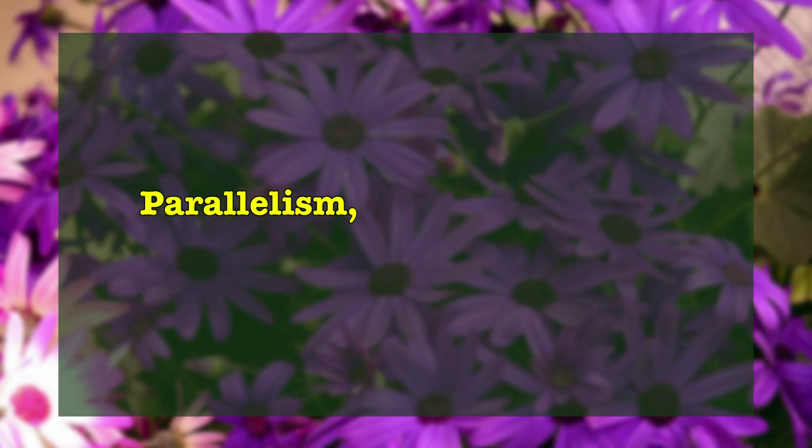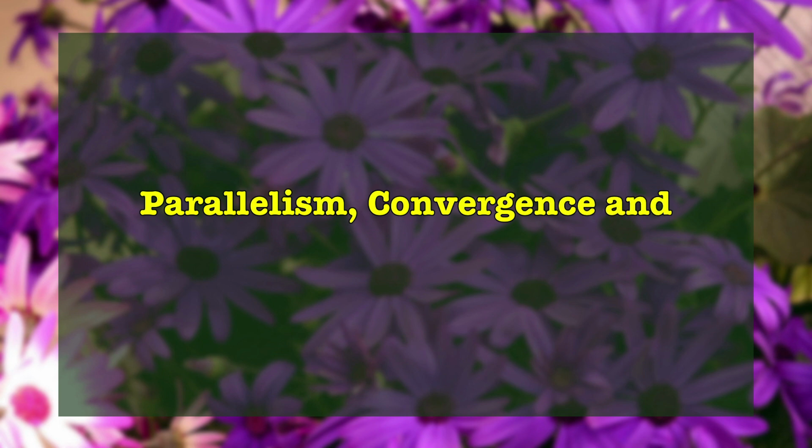Now let's have a look at parallelism, convergence, and reversal. Unlike homology, if the character shared by two organisms is not traced to a common ancestor, the similarity may be the result of homoplasy, sometimes considered as a synonym of analogy. It can result in three different ways.